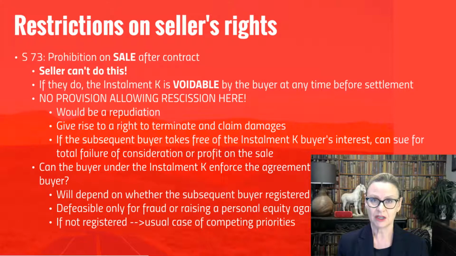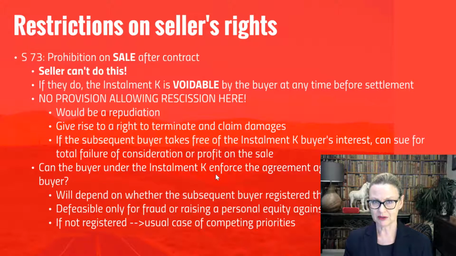Well, you had one contract, buyer and seller, and then the seller has purported to on-sell that same property to a different buyer. Obviously that's going to be a repudiation with all of the consequent rights that flow on from that. So the original buyer would have the right to accept that repudiation and then terminate and sue for damages. Now, if the subsequent buyer has taken free of the instalment contract purchaser's rights, for example, they've gotten registered on title, the instalment contract purchaser can sue for total failure of consideration, or they can sue the seller for any profits that they've made on the sale to the subsequent buyer.